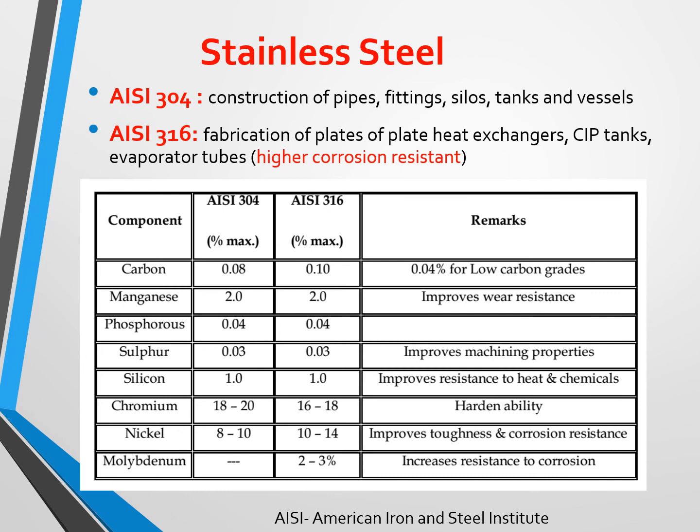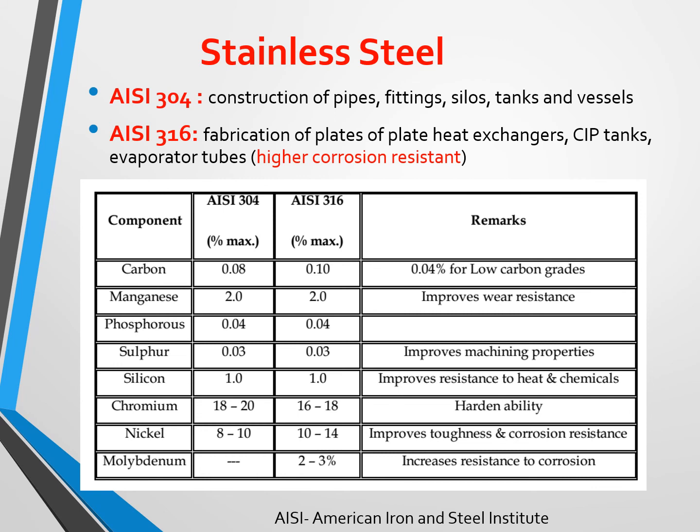Okay, so in AISI 304 carbon content is 0.08, while in AISI 316 it is 0.10. Manganese is the same in both, that is 2%. Phosphorus is the same, 0.04%. Sulfur is also the same, 0.03%. What does sulfur impart? It imparts machining properties. Manganese improves wear resistance. Then we add silicon, 1% maximum, which imparts resistance to heat and chemicals.